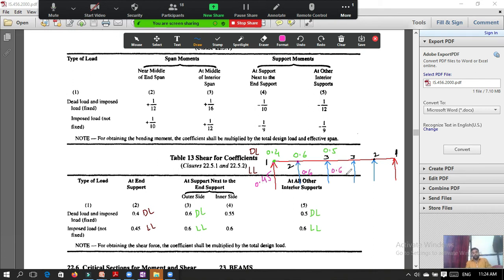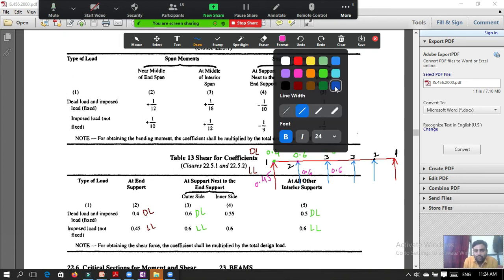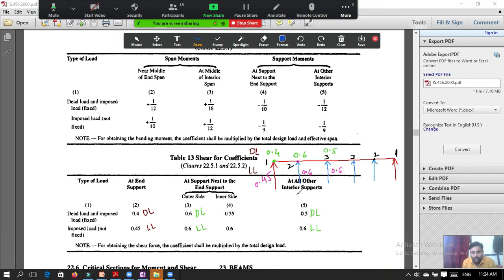Okay. Now what is the actual standard procedure if you want to calculate the shear force? The procedure says that if I want to calculate the shear force at this point, then what should I do? I should take this coefficient into account and multiply that by design load. So first coefficient is of dead load, so I will write here VU is equal to, this is our 0.1, so VU1 maybe, so it is 0.4.